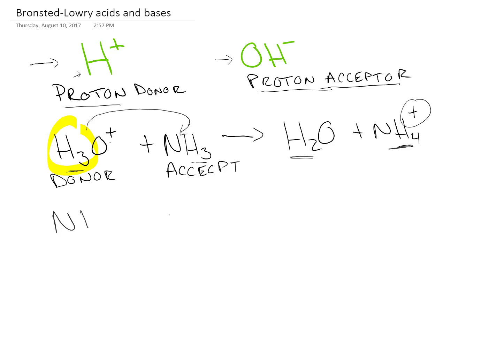We're going to see that Bronsted-Lowry not only frees us from the restriction of having to be hydroxide, it also frees us from the restriction of something having to be H plus. So NH3 plus water, and we're going to go to equilibrium, goes to NH4 plus and hydroxide.